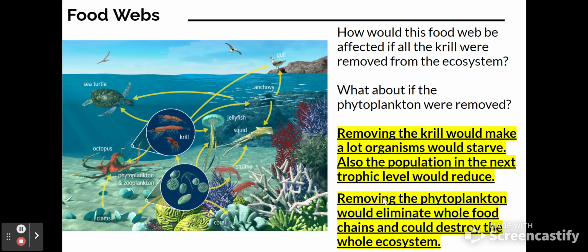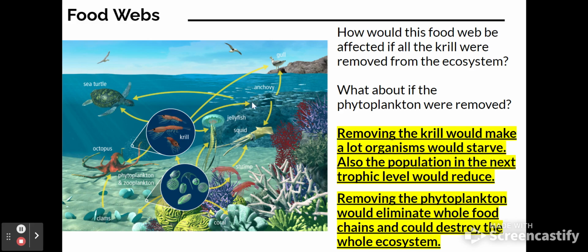If we look at removing the phytoplankton, it is the basis of the entire food web, because the phytoplankton feed the clams, they feed the coral, they feed the fish, the shrimp, the jellyfish, the krill. Okay, the krill and the clams feed the octopus. The shrimp feed the squid.